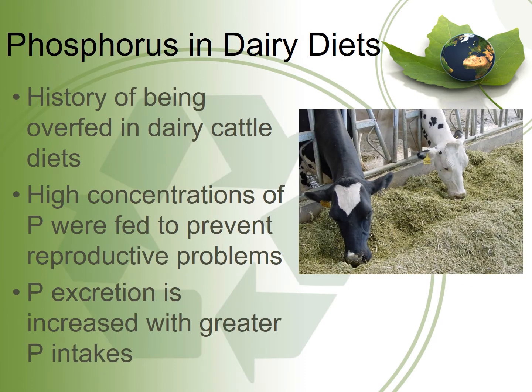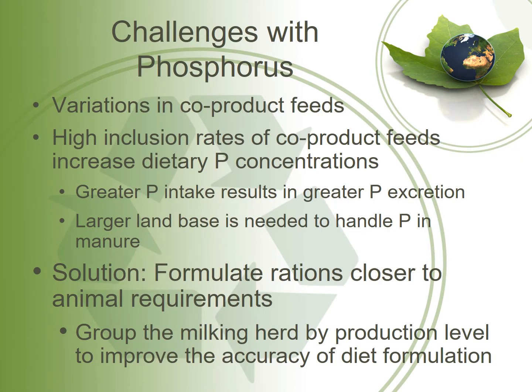Phosphorus in dairy diets is important to talk about because it has a history of being overfed in dairy cattle diets. We originally fed high concentrations of phosphorus to prevent reproductive problems. However, phosphorus excretion is increased with greater phosphorus intake, which kind of makes sense. So we overfeed it because we don't want other problems on the farm. However, we have challenges with phosphorus.